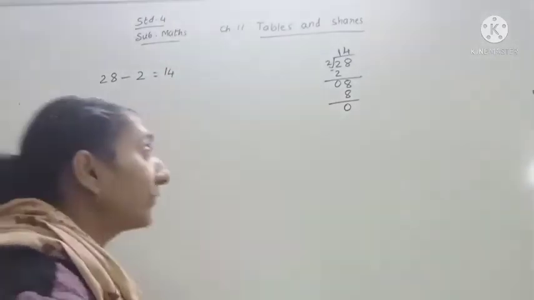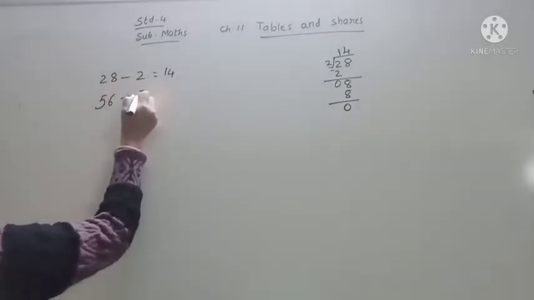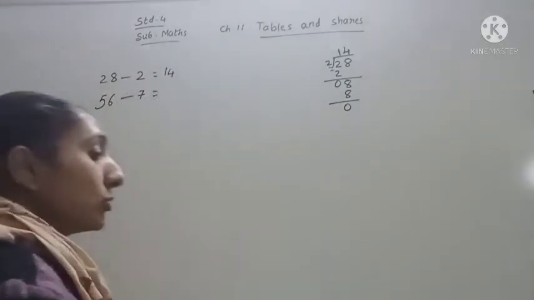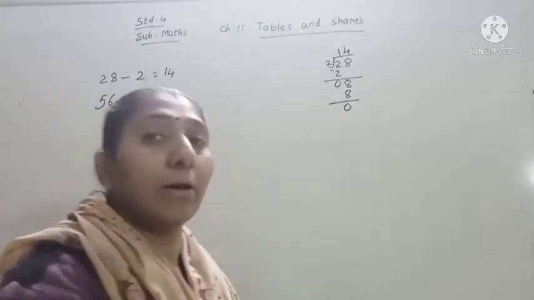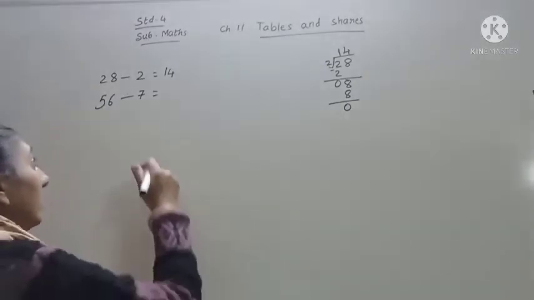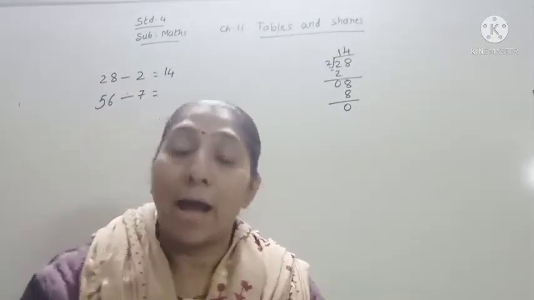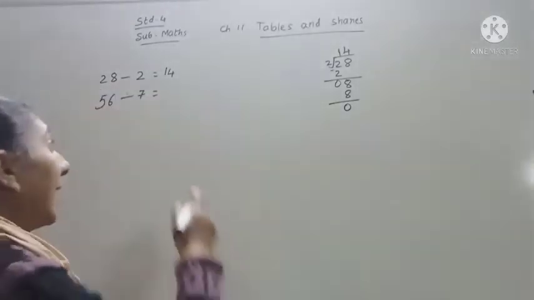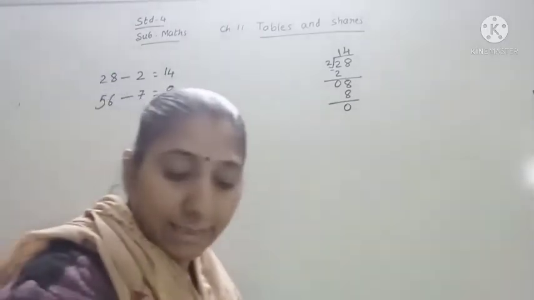Then the next is 56 divided by 7. In the table of 7, how many times does 56 come? 8 times. So 7 8s are 56.